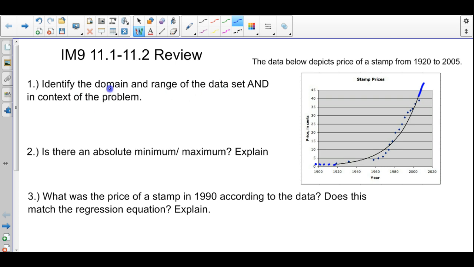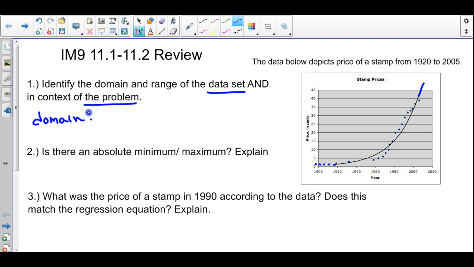So when we identify domain and range, we'll do it in context of the data set and in context of the problem. When I say the data set, I'm talking specifically about these points that are up here, and when I talk about the problem, we'll talk about the fact that time is independent, so it's going to keep going infinite in both directions. So first thing we'll discuss is domain values, which are the x values.